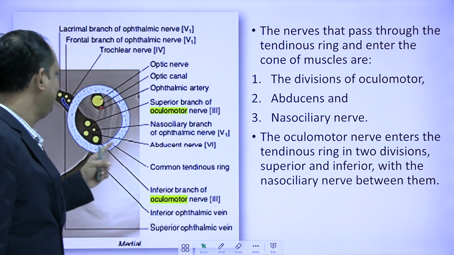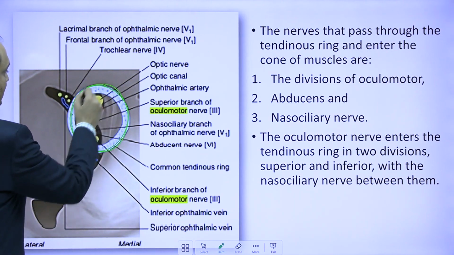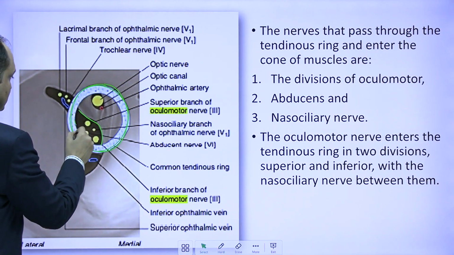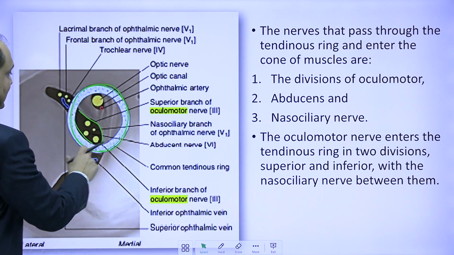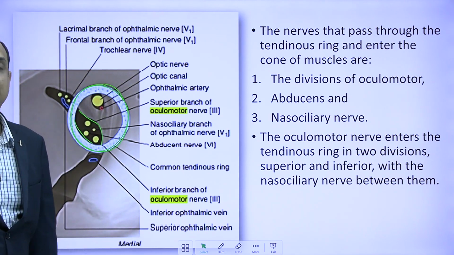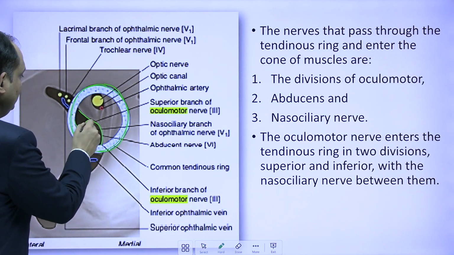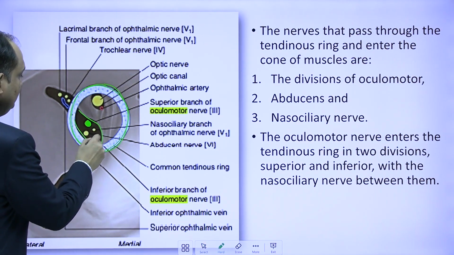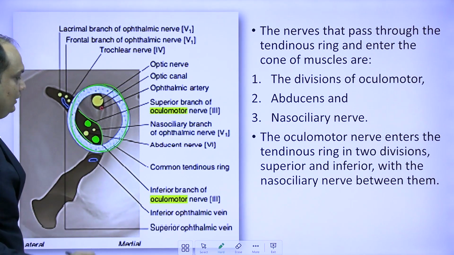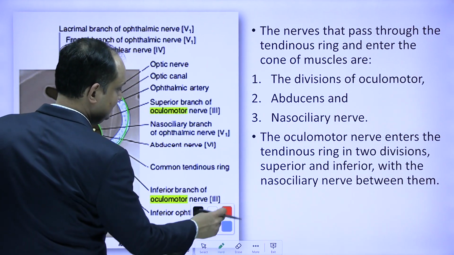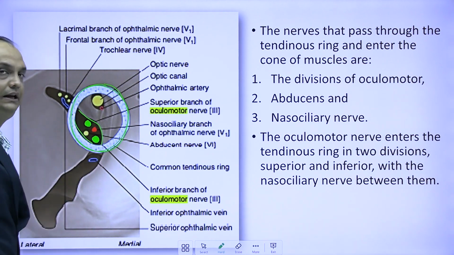Now, in this diagram you can see that this is the ring, and this area is enclosed by the ring. This area of the superior orbital fissure, which is enclosed inside the ring, has the two divisions of your oculomotor nerve. This is the superior division and this is the inferior division. In between the superior and inferior division, you have an important nerve, and that is your nasociliary nerve.